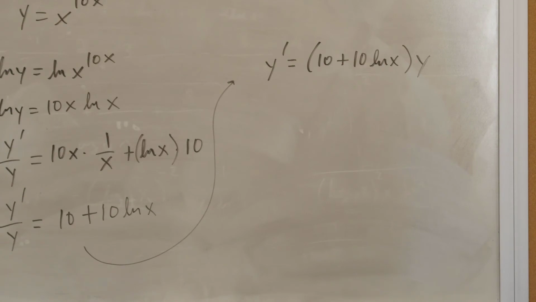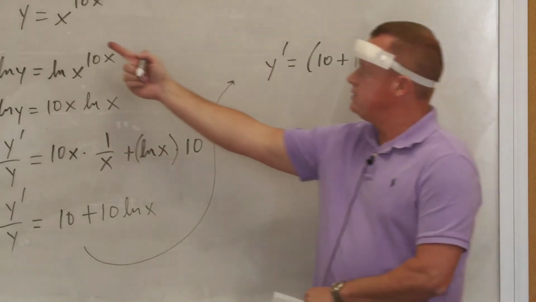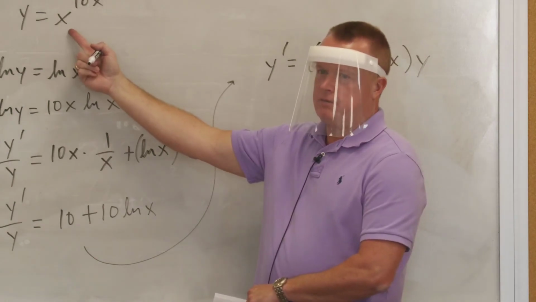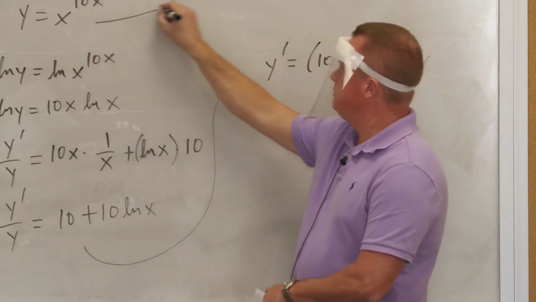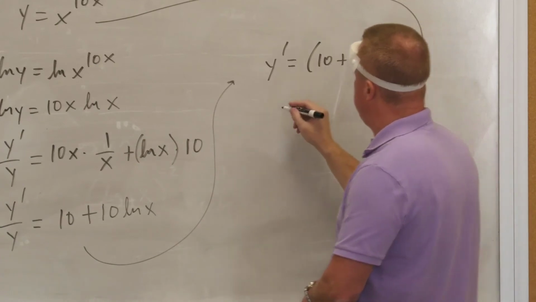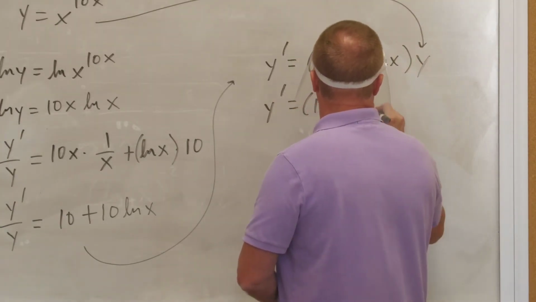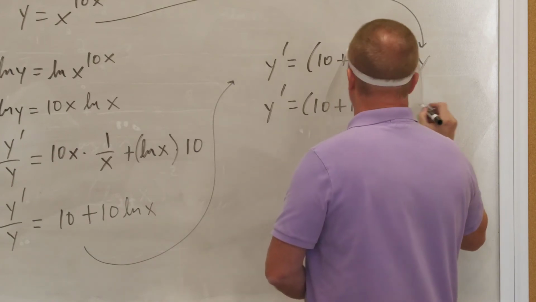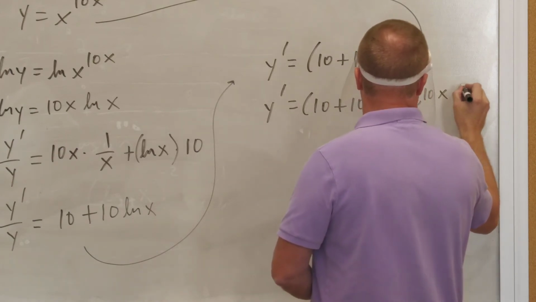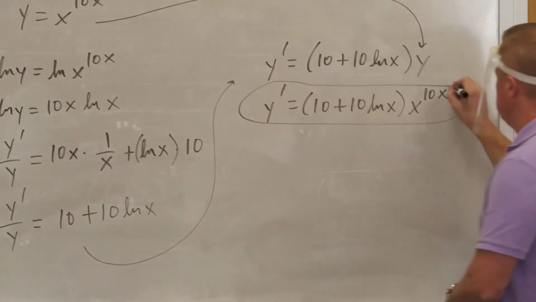Now, I don't want to leave y in the answer like that. So all I got to do now is just say, well, what is y? Well, y is x to the 10x power. Right? So put that back in there. Y prime then is equal to 10 plus 10 ln x times x to the 10x power. Okay?